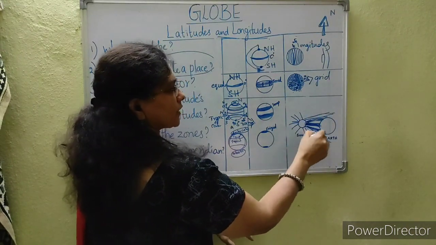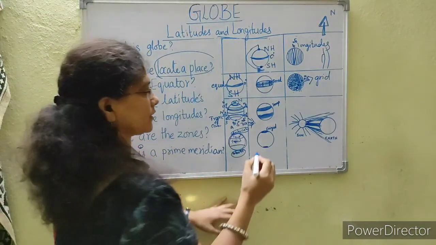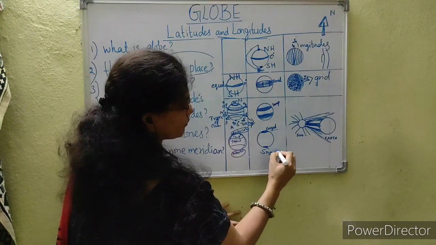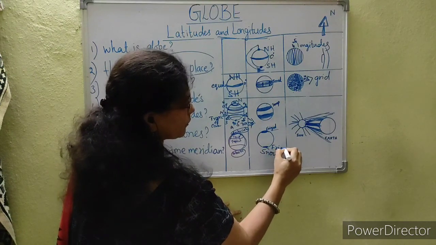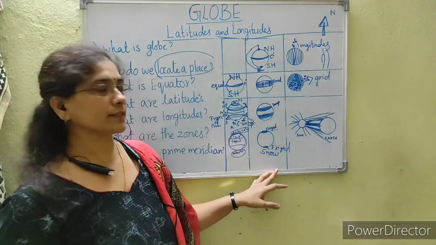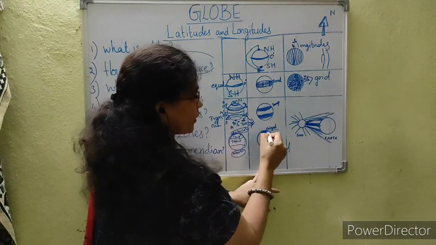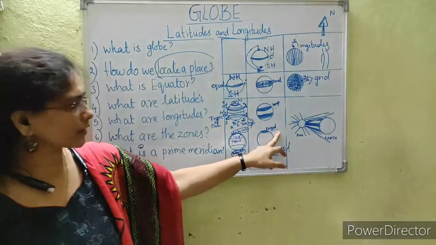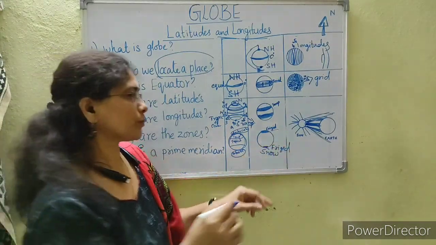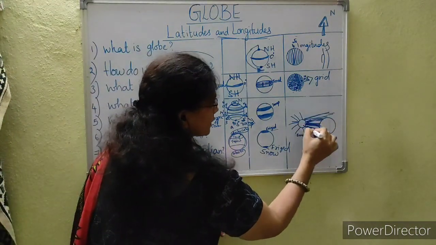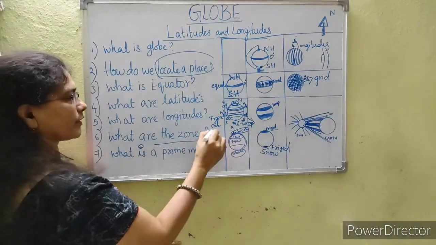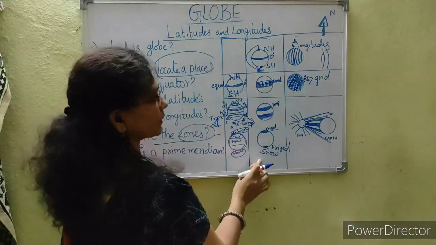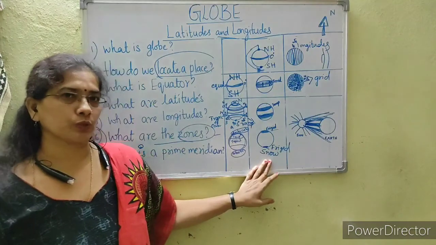Then, when you go to the polar regions, the sun's rays fall very, very slantingly. It cannot be seen at all. That is why those are called frigid zones. Frigid zone is where you find more snow. Switzerland is a very cold place, very frigid. Frigid is nothing but where the snow is more. So, based on the sun's rays, the zones are divided into three. Number 1 is torrid, number 2 is temperate, and number 3 is frigid zones.